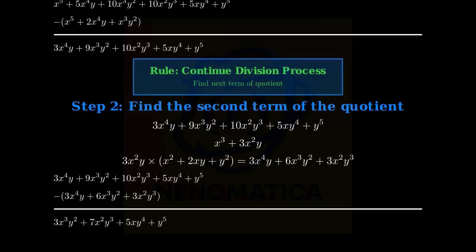9x cubed y squared minus 6x cubed y squared, giving 3x cubed y squared. 10x squared y cubed minus 3x squared y cubed, giving 7x squared y cubed. And the remaining terms stay the same: 5x y to the fourth plus y to the fifth. Let's continue with the third step of our polynomial division.